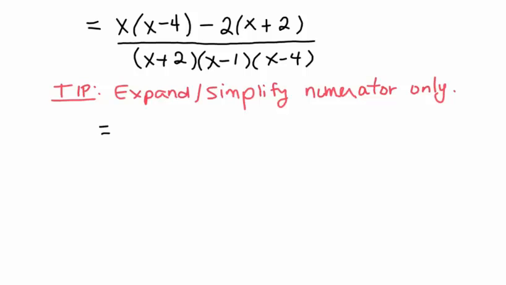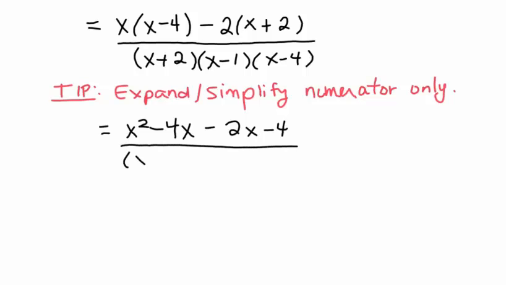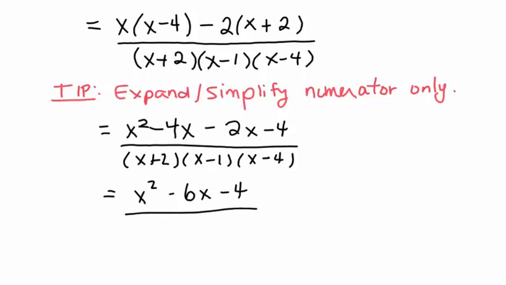So expanding through the first term in our numerator, we're going to get x squared minus 4x. And then moving on to our second term, expanding through the brackets, we're going to get negative 2x minus 4. And I'm going to leave the numerator over our fully factored denominator. And let's collect like terms in our numerator to get x squared minus 6x minus 4.